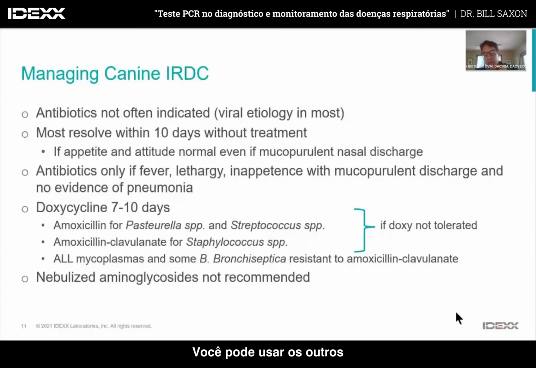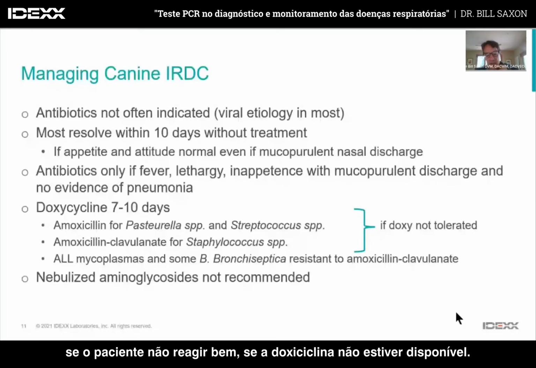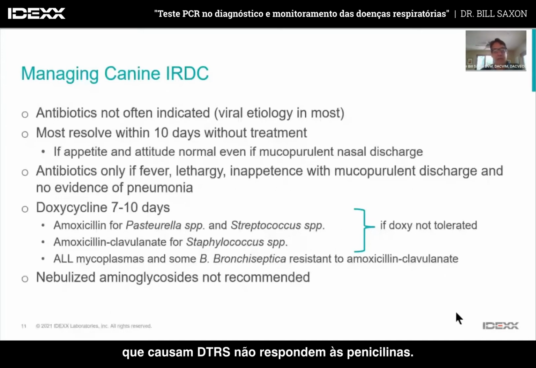You can get away with others if the patient won't tolerate doxy or it's not available. Just be aware that some of the common bacterial causes of upper respiratory tract disease are not responsive to penicillins, okay? And in the past, should we nebulize these guys with aminoglycosides? They're locally acting, it's going to be great against gram-negatives, pretty broad spectrum in general. The answer is no, it doesn't work. Why? Because they don't work that great in infectious secretions or can't penetrate to the areas where they're needed because of the gunk in the nasal passages.